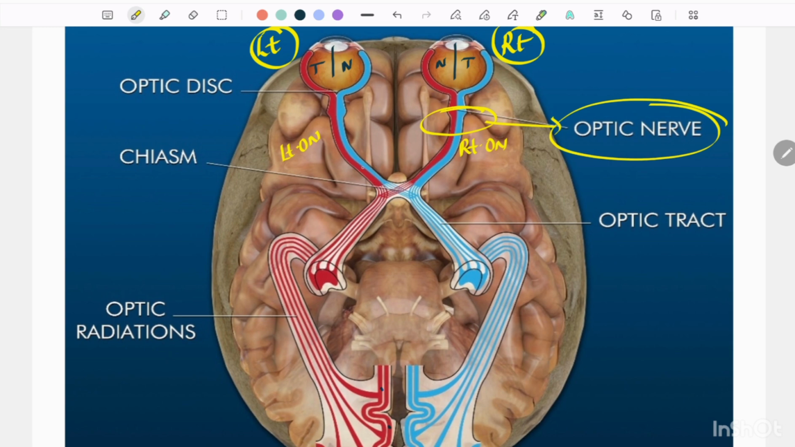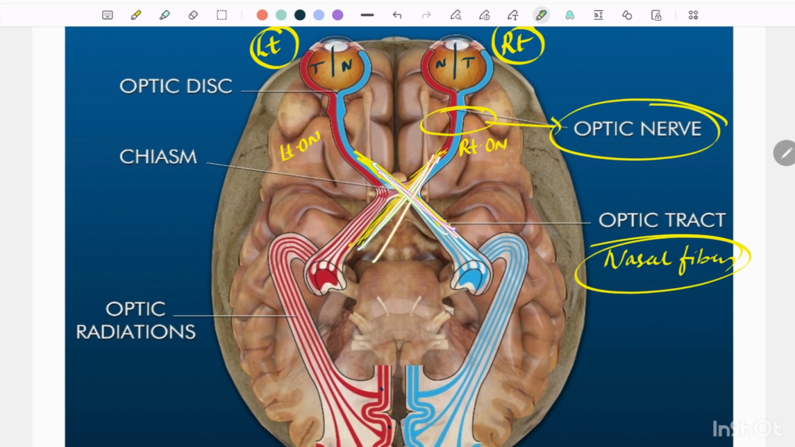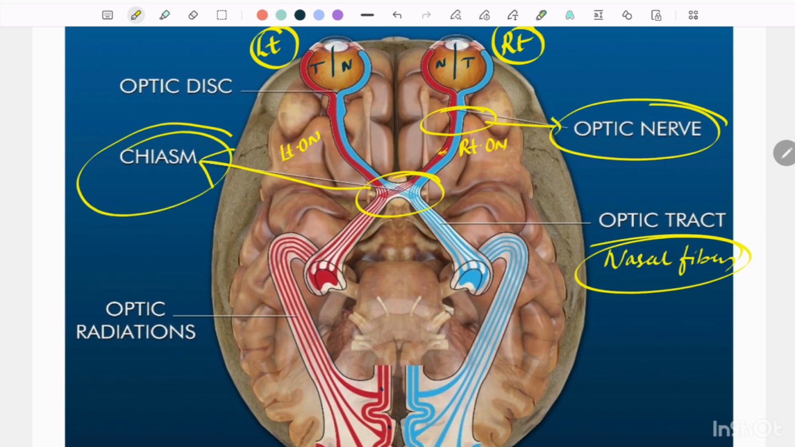Now the nasal fibers of each side: these are the nasal fibers of the left side and these are the nasal fibers of the right side. Now the nasal fibers only, remember this, only the nasal fibers of both eyes cross each other onto the opposite side. The point where the nasal fibers of both eyes cross is called the optic chiasm, or optic chiasma, either is fine.